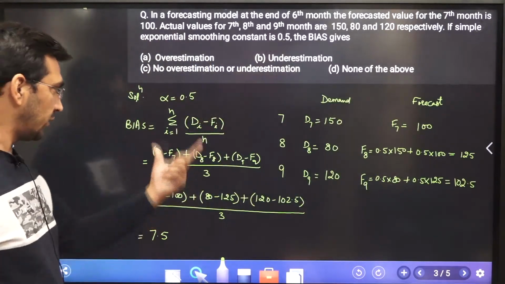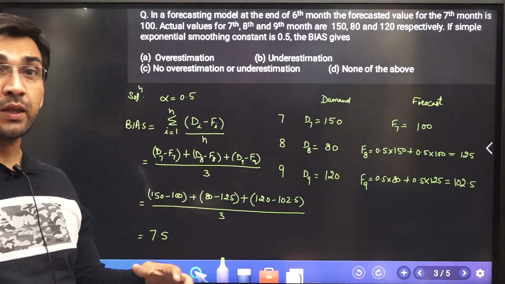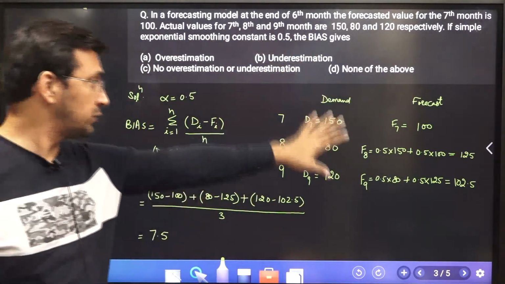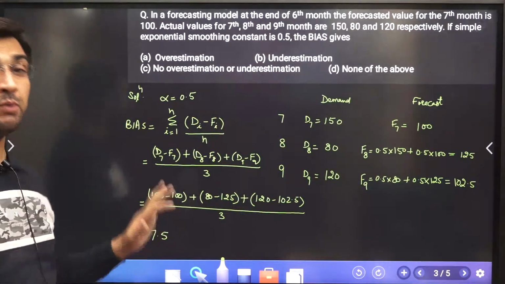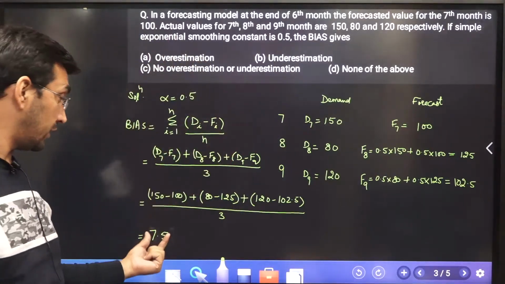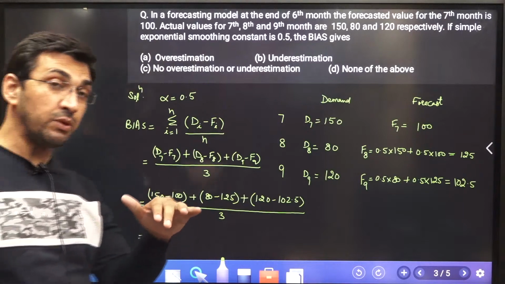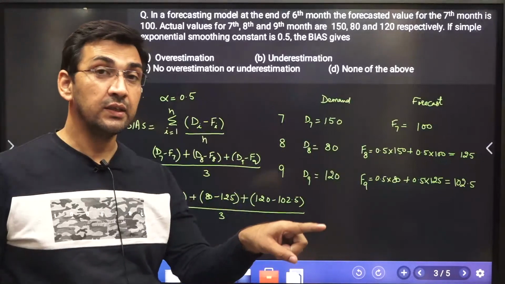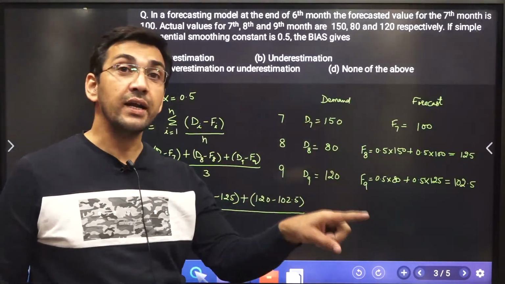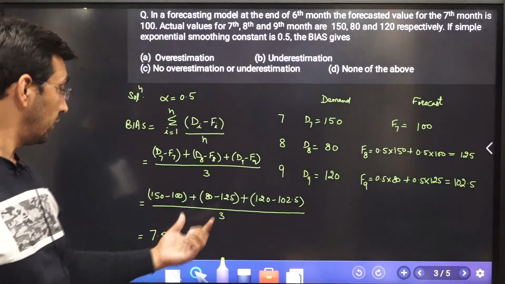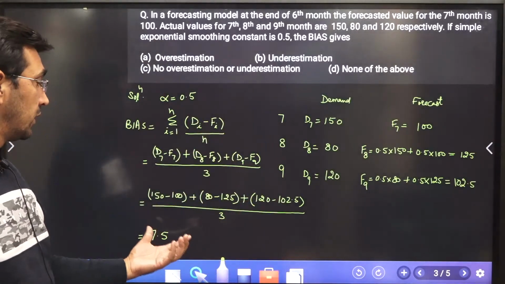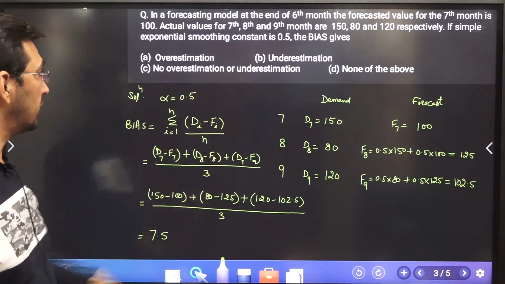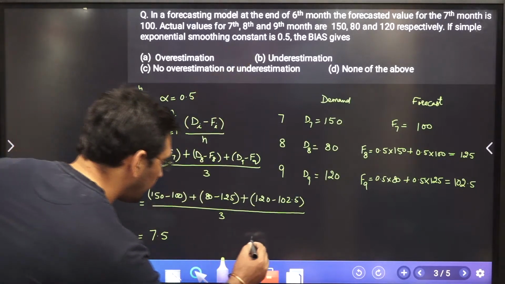If the value turns out to be positive, it means demand must have been more than forecast, the overall demand of all these periods. This is how you have to interpret it. If overall demand was more than forecast, it means you had underestimated, because the forecast was less. Only then would the overall forecast value be less than the demand value. So positive means it was underestimation. So my answer is going to be B.